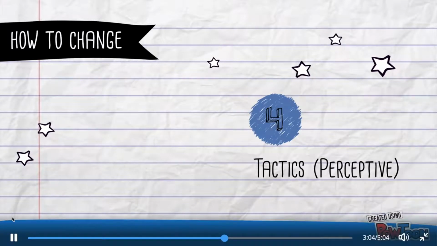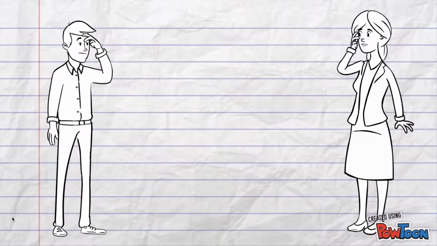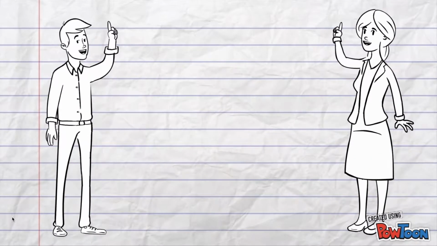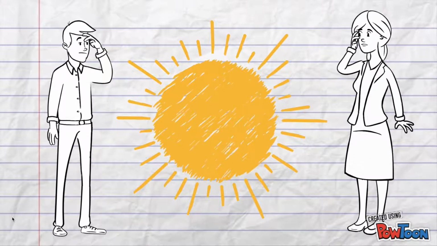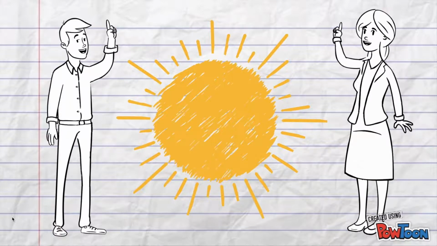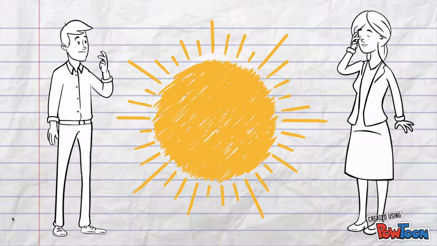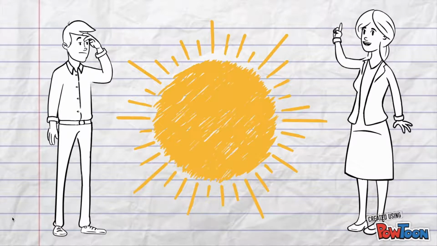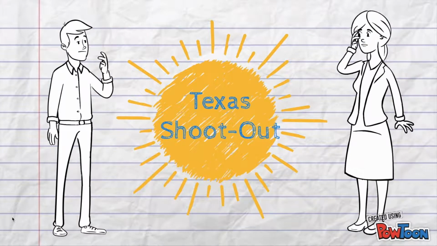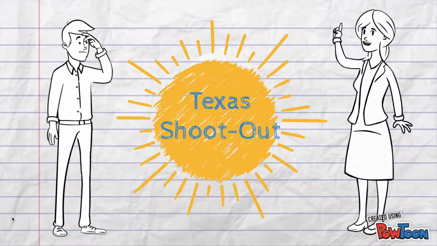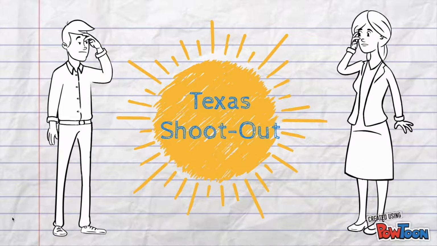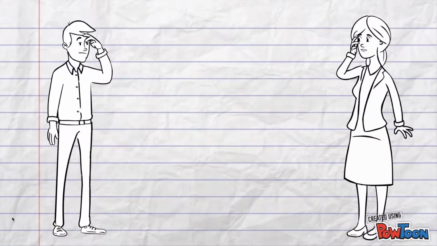Perception is also important in a negotiation. When two partners set up a business, they often include a rule saying what to do if one of the partners wants to end the relationship. This is what we call a Texas shootout. The dissatisfied side has the priority to state the price.